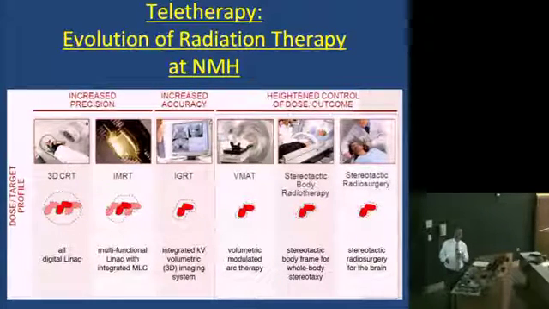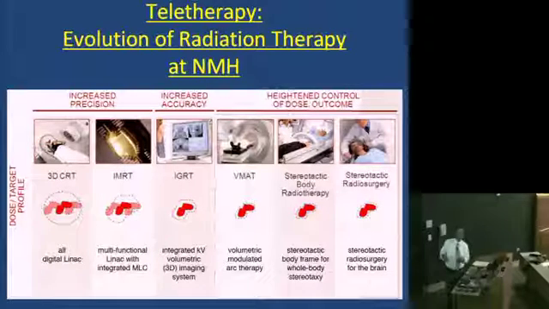You could image the tumors in real time when you're giving radiation to these patients. You can use volumetric modulated arc therapy. So instead of using step and shoot technology, in one rotation, you can treat the entire tumor in a very short period of time.